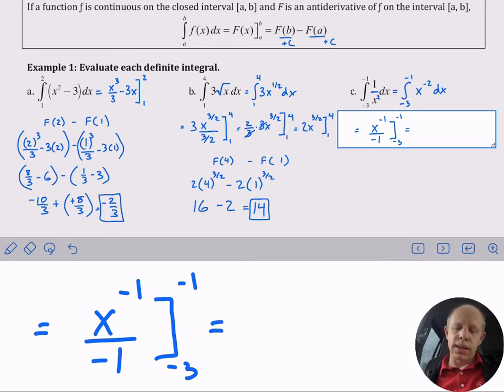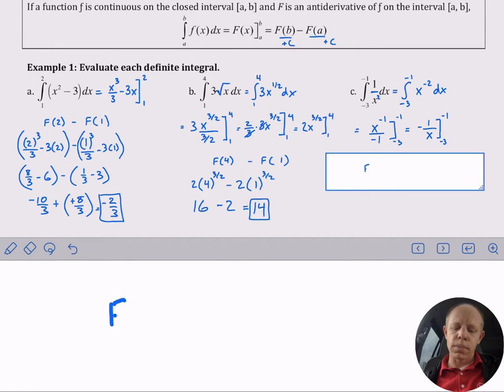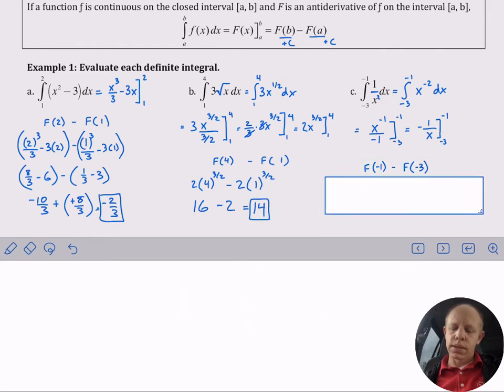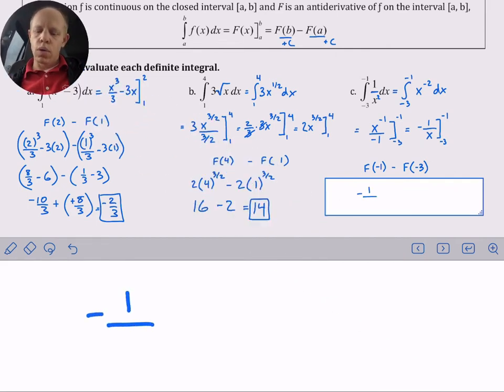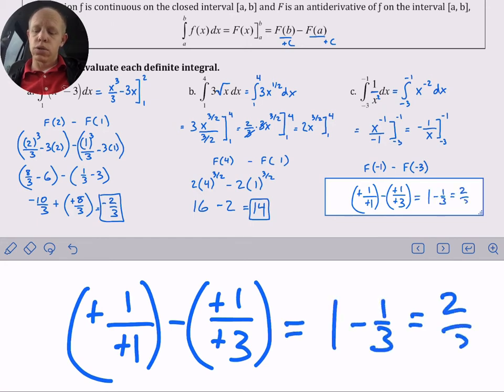Now before we actually plug everything in, let's go ahead and simplify here. So this is going to become -1 over x from -3 to -1. Now we'll use the fundamental theorem. So we want the antiderivative at -1 minus the antiderivative at -3. So we'll plug those values in. We get -1 over -1, and then minus -1 over -3. So lots of negatives to consider here. Just have to keep them all straight. This becomes positive. This is positive. So we really have 1 minus 1/3, which will leave us with 2/3.